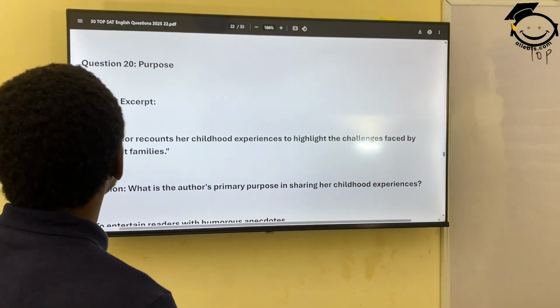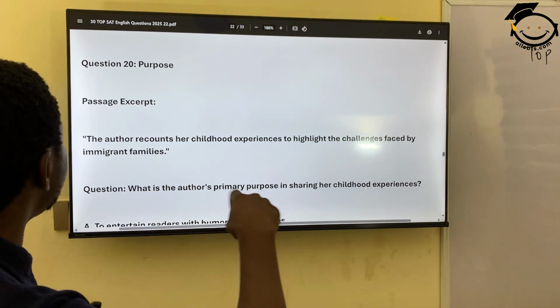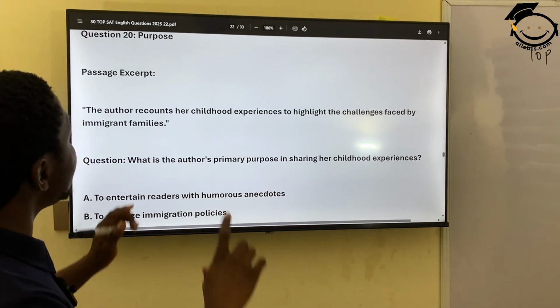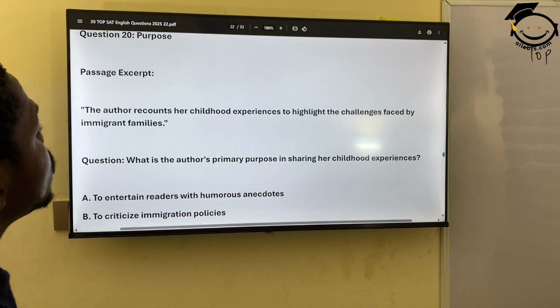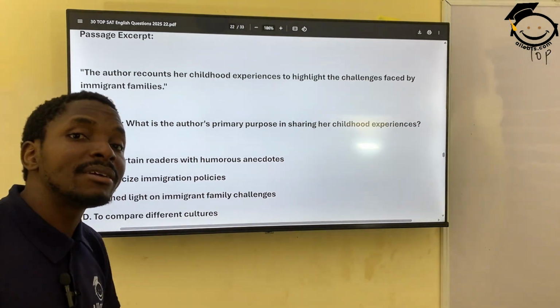Question 20. Excerpt from the topic purpose, or from context purpose in SAT exams. The author recounts her childhood experiences to highlight the challenges faced by immigrant families. What are immigrant families?